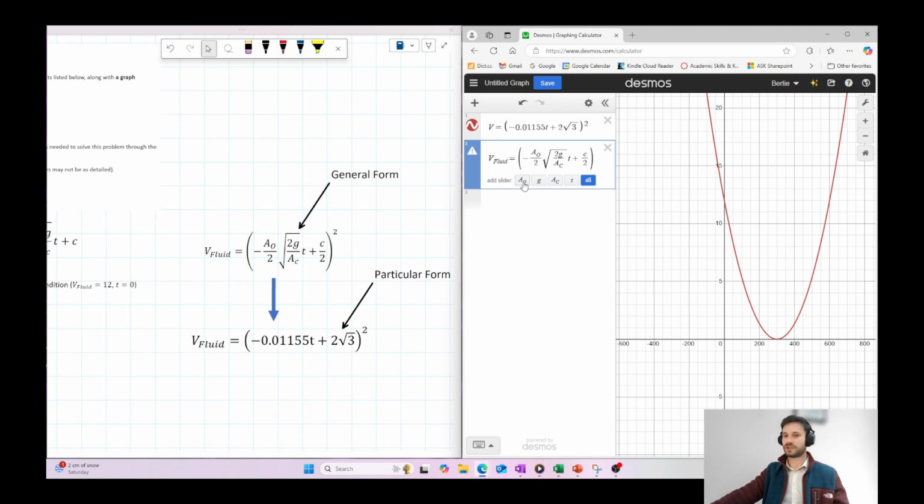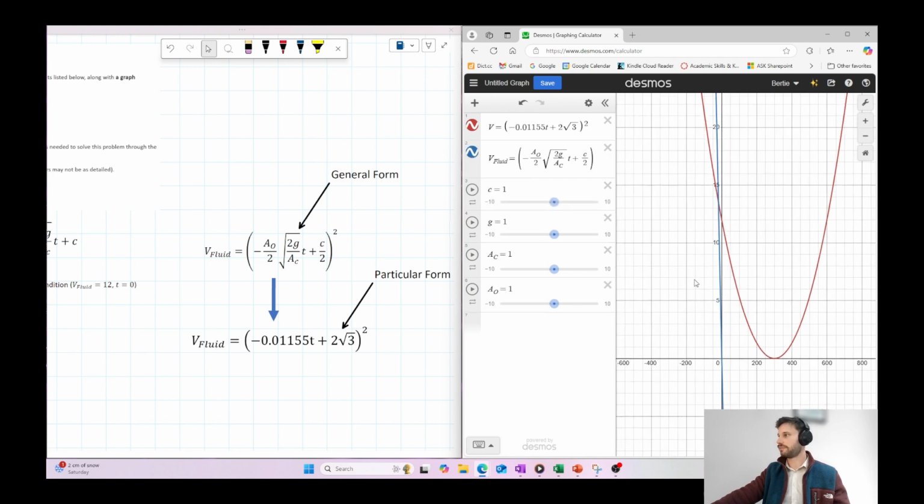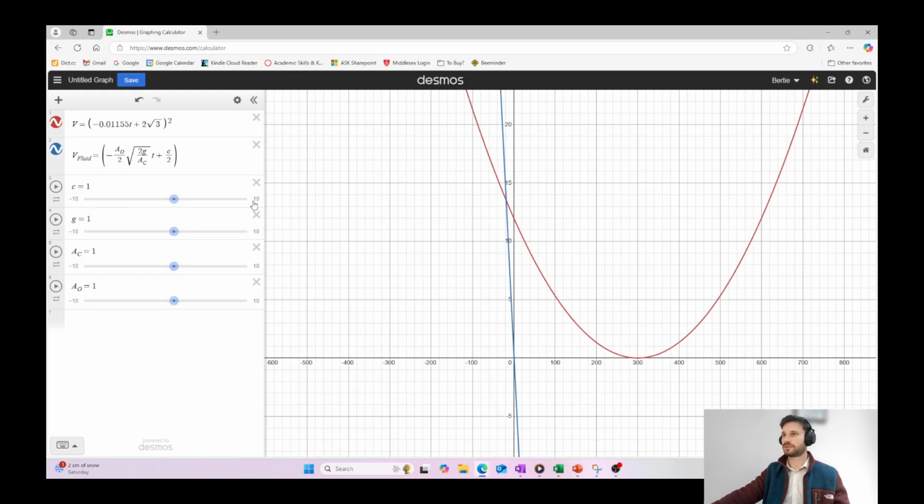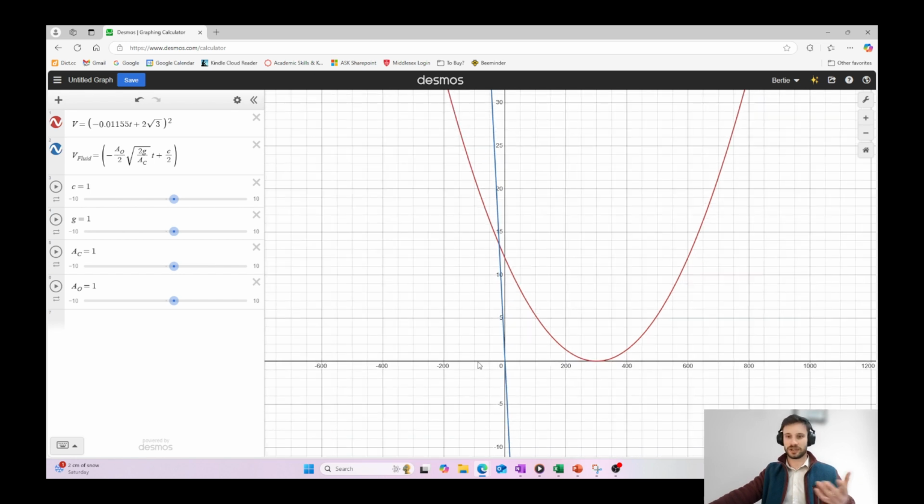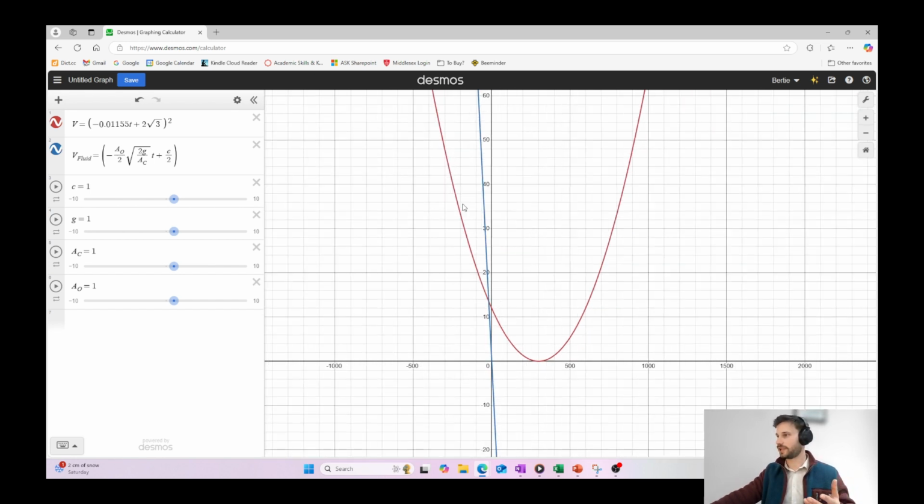And notice all of a sudden I've got all these add slider things. The ones I want to define here really are A0, the area of the orifice here, AC, G, and C, I suppose. And notice now we have this, let's just make this full screen here. We have this blue line here that's representing our general form, except it's looking not great at the moment. It's not looking correct at all. Why? Well, because all of our unknowns have taken a value of 1.